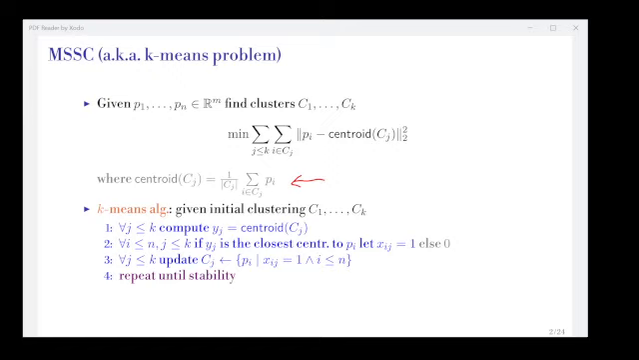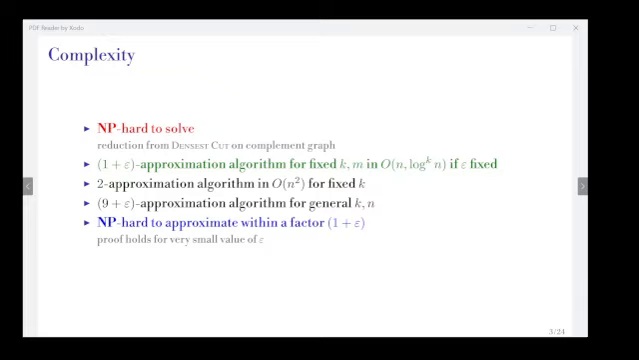It starts with a given initial clustering, and then it improves it iteratively by alternating the computation of the centroids, and then based on these centroids, it re-evaluates the distances between the new centroids and all the points. And then based on those distances, it reassigns certain points to centroids that make more sense. And then this is repeated until stability.